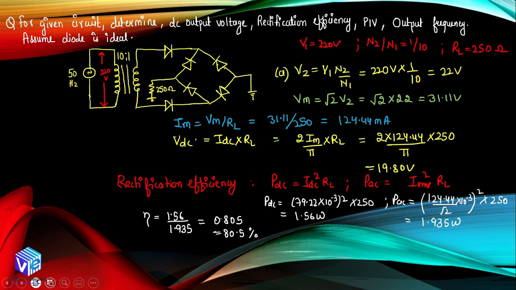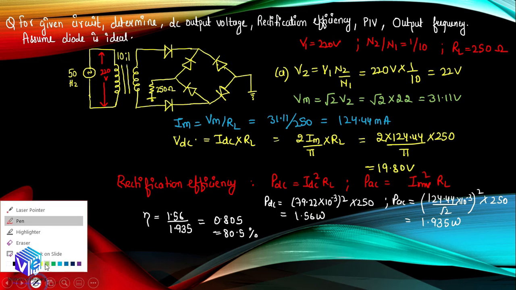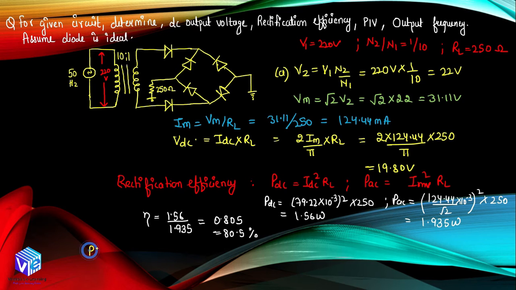Now coming to the last part of the question, which states we have to find out the peak inverse voltage and output frequency. First of all, we will look for the peak inverse voltage. What is the peak inverse voltage? It is Vm over here, so Vm is equal to 31.11, right? This is my peak inverse voltage. Output frequency, because this is a full wave rectifier, will be equal to 2 into input frequency. Input frequency is given as 50 hertz, so it will be 2 into 50 hertz, which is equal to 100 hertz, right? So this is how we can solve all of the parts of the given question.